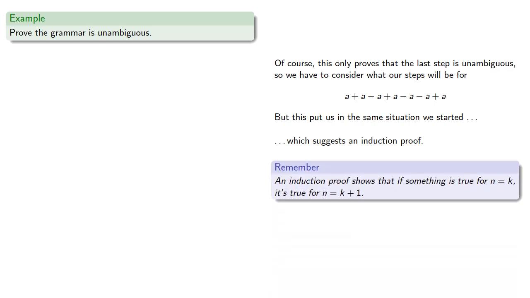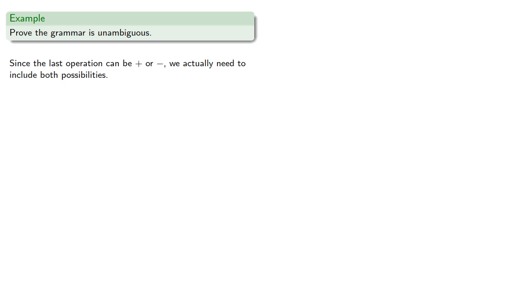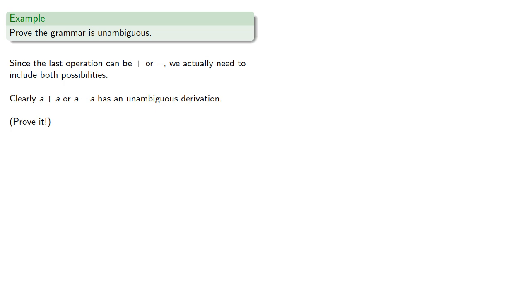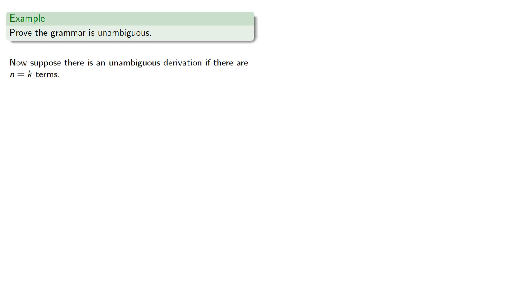Remember, an induction proof shows that if something is true for n equals k, it's also true for n equals k plus 1, the next step. Now, since the last operation can be plus or minus, we actually need to include both possibilities. So clearly, A plus A or A minus A has an unambiguous derivation. You should prove this. So if there are n equals 2 terms in an expression, there is an unambiguous derivation. Now suppose there's an unambiguous derivation if there are n equals k terms. What if there's one more term?